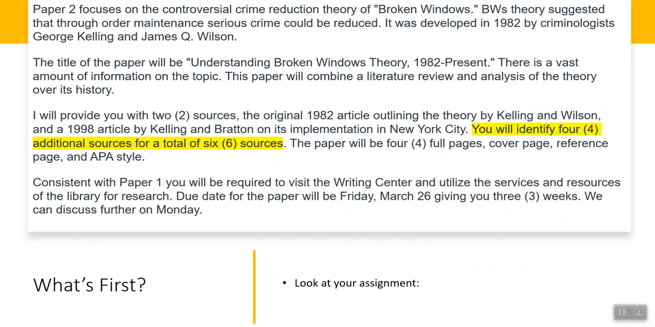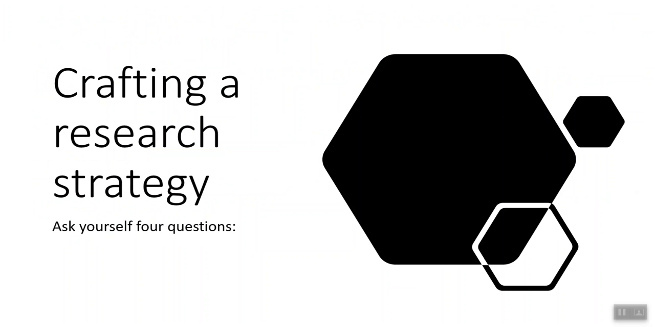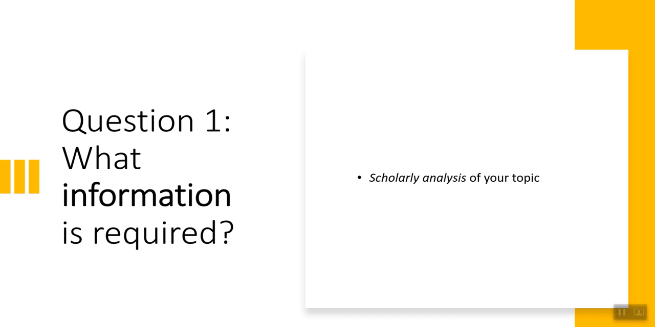So what's the first thing that we have to do? It's look really closely at your assignment. Professor Joyce has given some pretty clear instructions, including finding 4 additional sources for a total of 6, including the 2 that he provides to you. So here we're going to ask ourselves 4 questions to craft our research strategy.